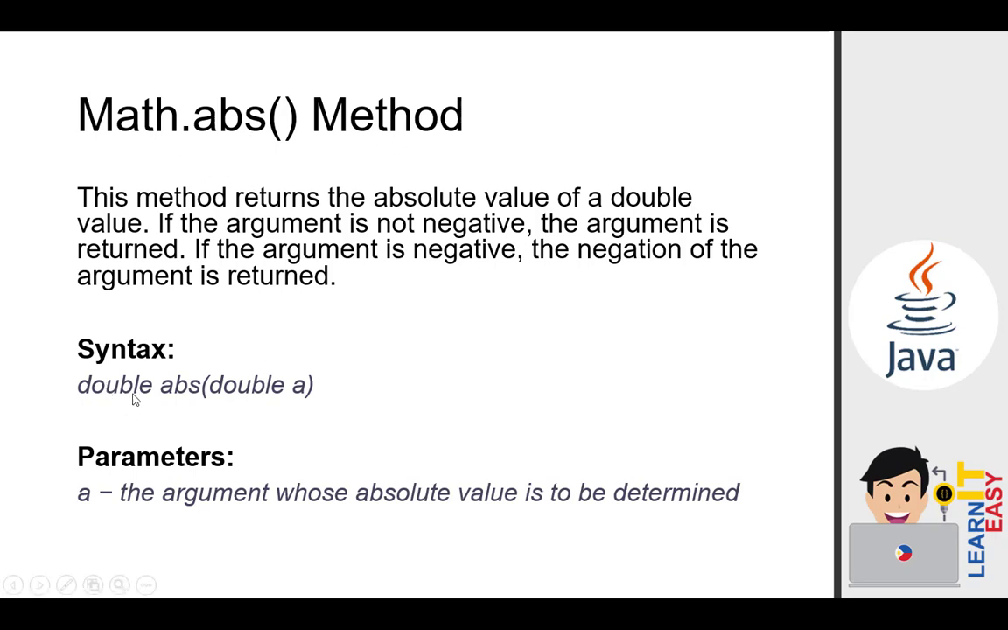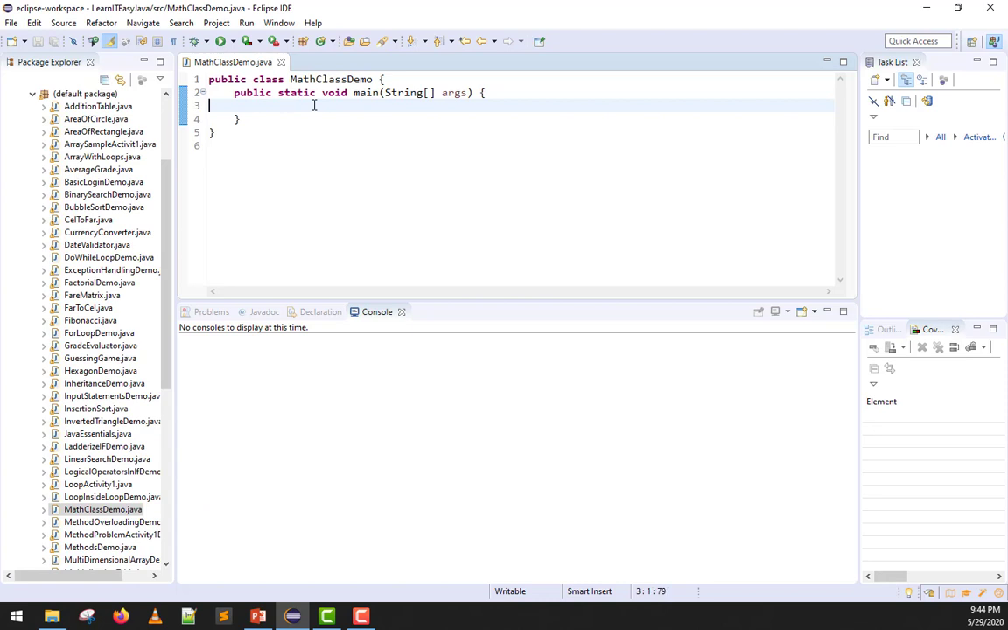So, ang syntax ng absolute method, we have abs, and then ipapasok mo lang yung number doon sa loob ng ating parenthesis. So, the a is the argument whose absolute value is to be determined. So, para ipakita natin, I have already prepared our class, which is named Math Class Demo. At tulad nga na sinabi ko, automatic pwede natin gamitin ang math.